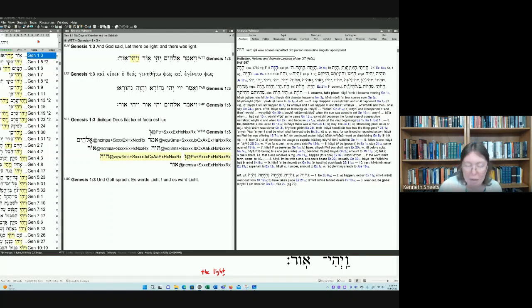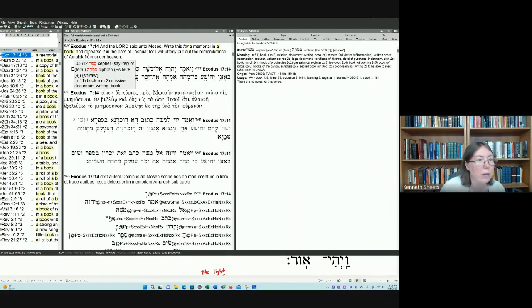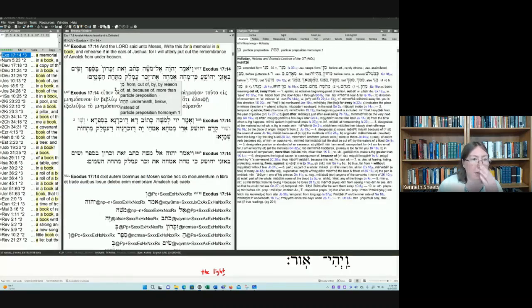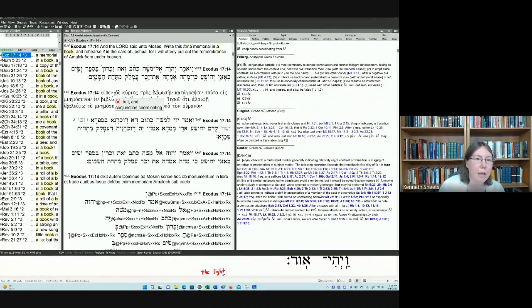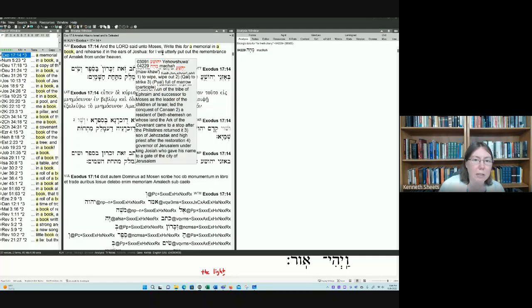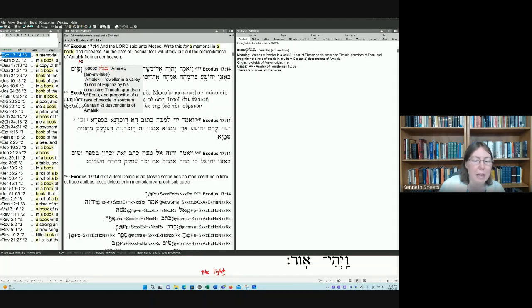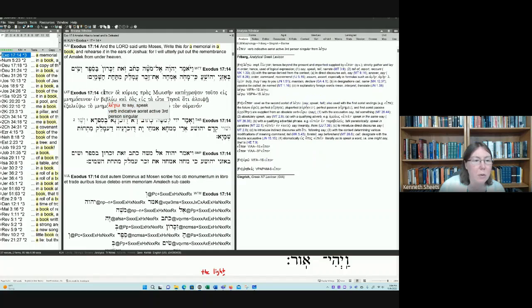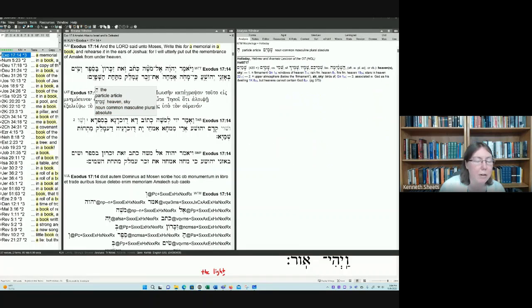It is, in fact, and this is one of those things that Brother Sheets talked about a little bit earlier, but in a book, and this is going to be here. So Exodus 17:14, and the Lord said unto Moses, write this for a memorial in a book. And so that is going to be this word here, basefer.